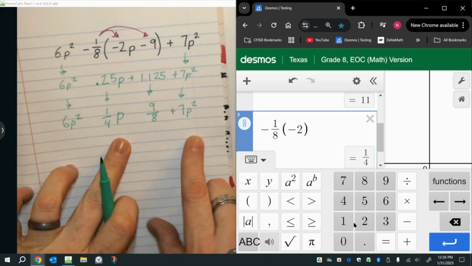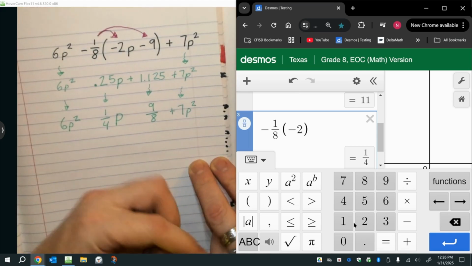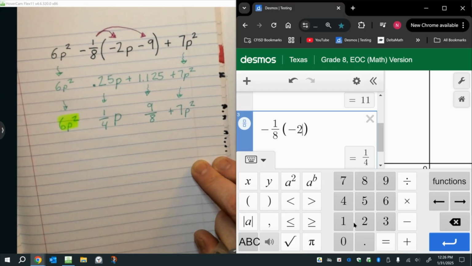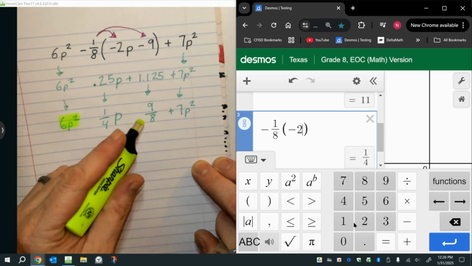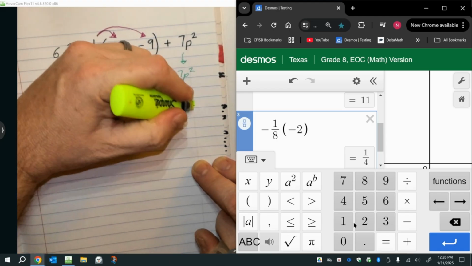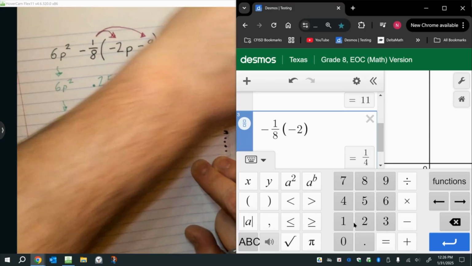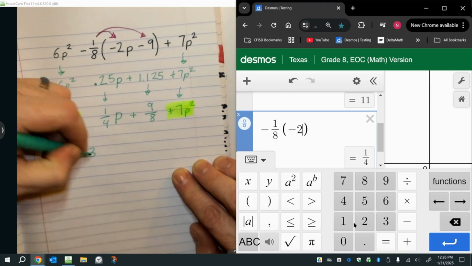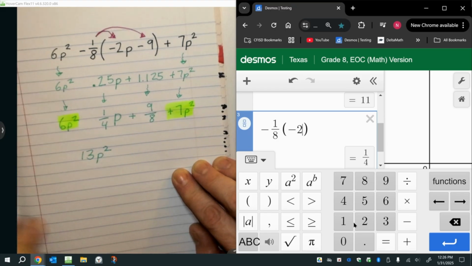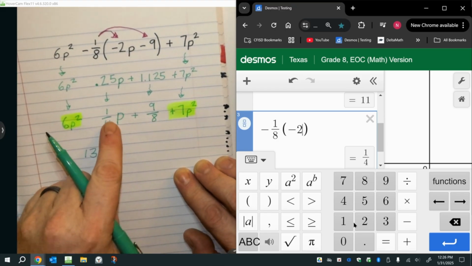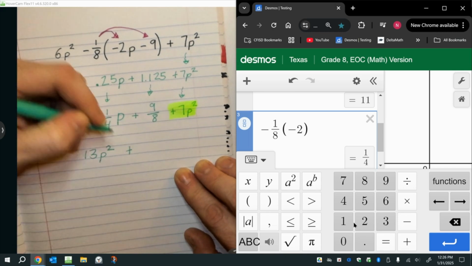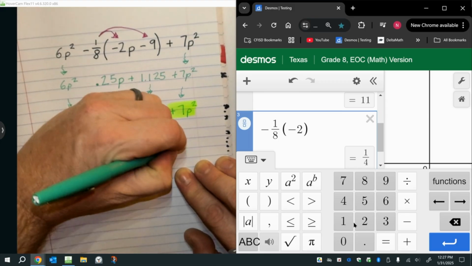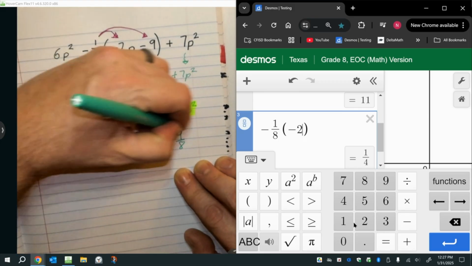And now I'm just going to add my like terms. Well, the only like terms that I have, this guy, 6p squared. That's not the same. That's not the same. Oh, that's the same. So 6 and 7 is going to make 13p squared. That's not the same. That's not the same. So he's going to go there. He's going to go there. So plus 1/4 p plus 9 over 8. And that is our final answer.